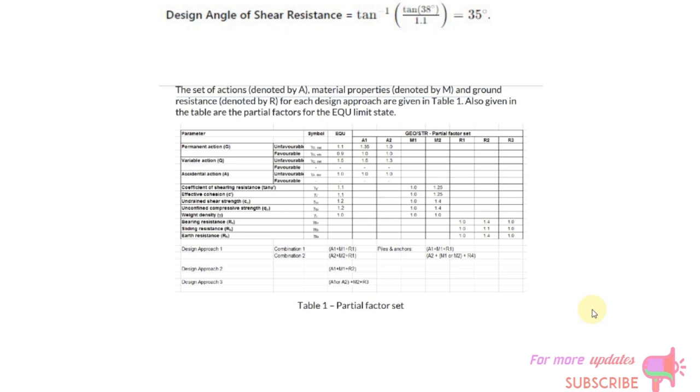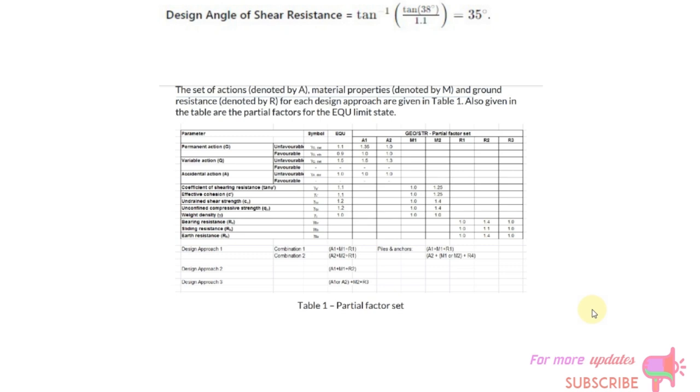For each design approach, a different combination of partial factor sets is used to verify the limit state. For Design Approach 1, for retaining walls and shallow footings, 2 combinations are available, and the designer would normally check the limit state using each combination, except on occasions where it is obvious that one combination will govern the design. The combination of partial factor sets is different for pile foundations.